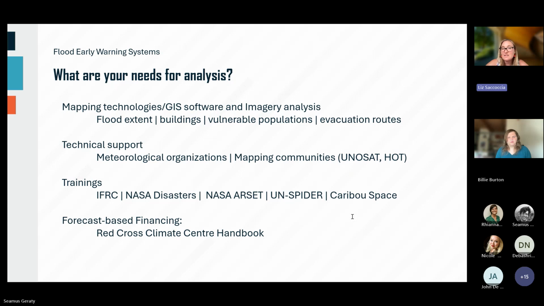And then finally, on response and forecast-based financing, one particularly informative source was the Red Cross Climate Centre's Handbook for Forecast-Based Financing that gives practical guidance on how satellite-derived forecasts can trigger humanitarian action and financing. And yeah, as Seamus is saying, all of these are linked in the guide. So yeah, please do see that.